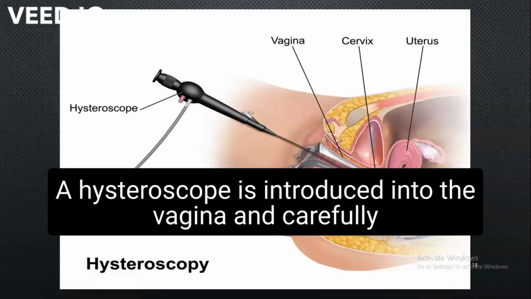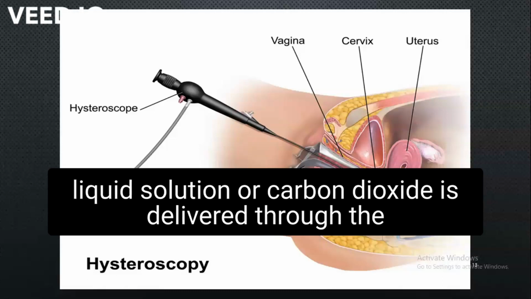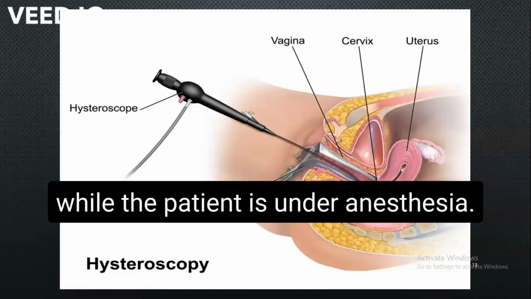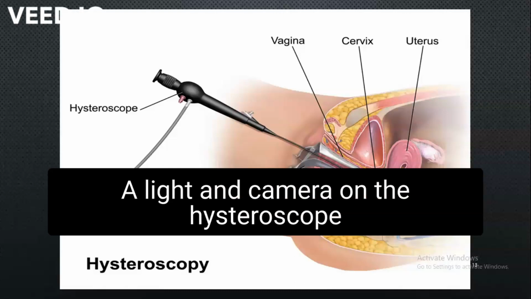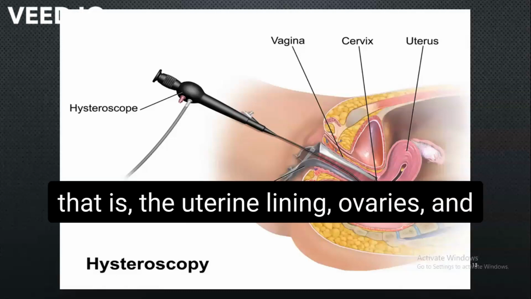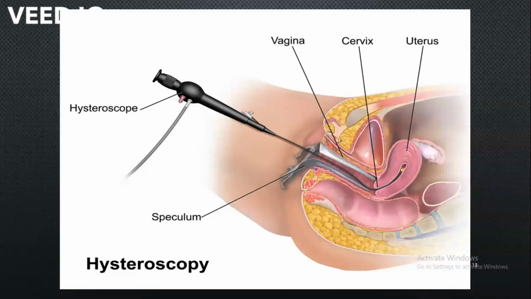A hysteroscope is introduced into the vagina and carefully advanced through the cervix into the uterus, where a liquid solution or carbon dioxide is delivered through the hysteroscope to expand the uterus while the patient is under anesthesia. A light and camera on the hysteroscope allow the doctor to observe the endometrium, that is the uterine lining, ovaries, and fallopian tubes on a video screen once the uterus has been enlarged.